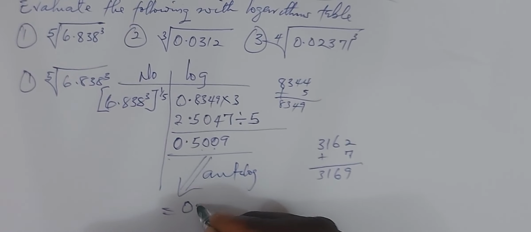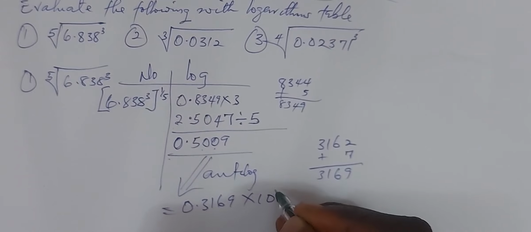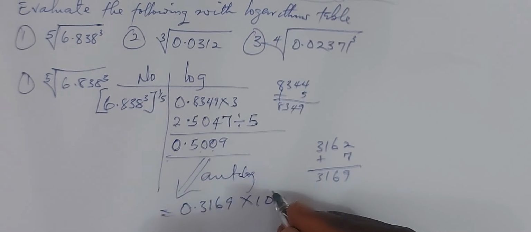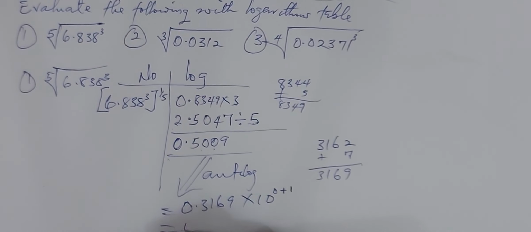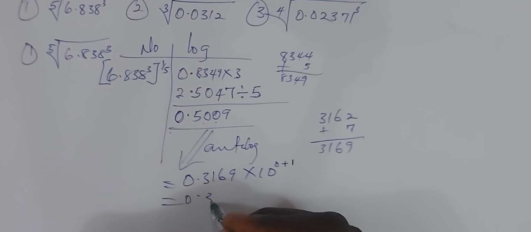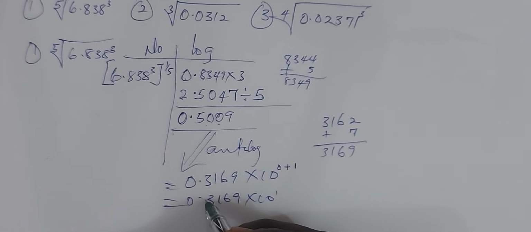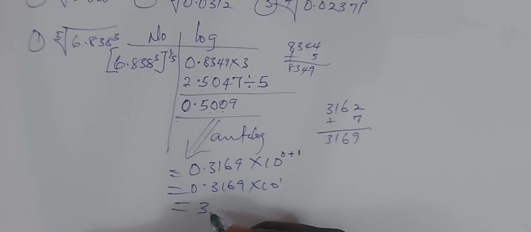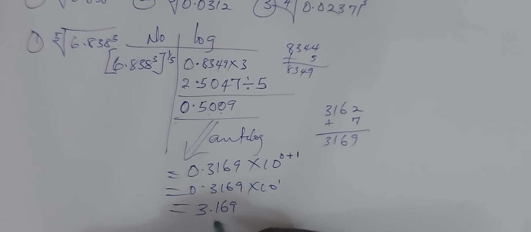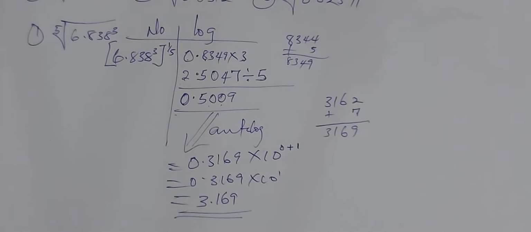So we have 0.3169 times 10 raised to the power of the integer part, which is 0 plus the extra 1 you need to add always. Remember this. So we have 0.3169 times 10 raised to the power of 1. So this one will make you move the point one time. Convert it to an ordinary number. We have 3.169 as the answer. Okay, so let's do number 2 straight away.